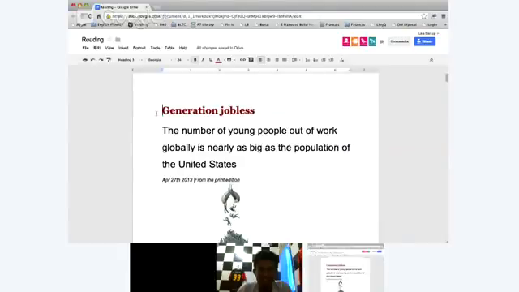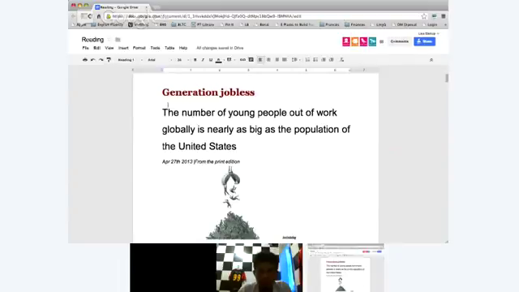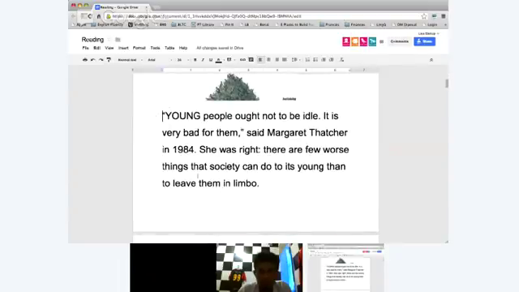So it's called Generation Jobless. The number of young people out of work globally is nearly as big as the population of the United States. Okay, so that's basically what the article is about. And so here I'm going to read the first paragraph, and then there were quite a few phrasal verbs and some expressions that may have been new for some students, and also some good vocabulary. It's vocabulary that you may use if you're speaking at a little bit higher level about technology.